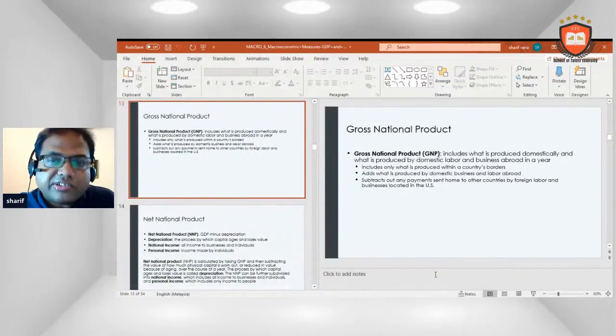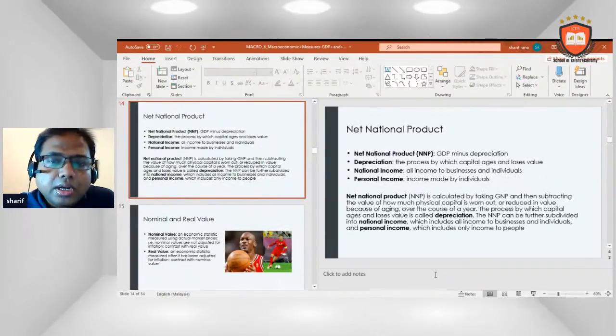What is gross national product? Gross national product includes what is produced domestically and what is produced by domestic labor and businesses abroad in a year. It includes what is produced within a country's borders and what is produced by domestic businesses and labor abroad. Subtract out any payments sent home to other countries by foreign laborers and businesses located in the US.